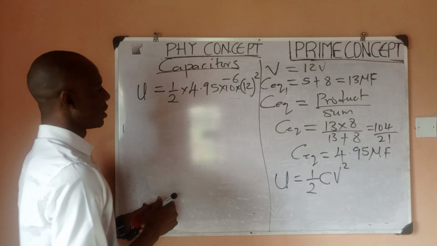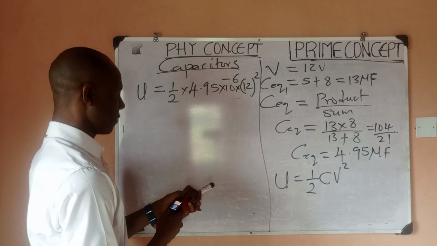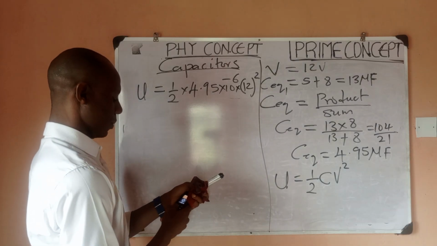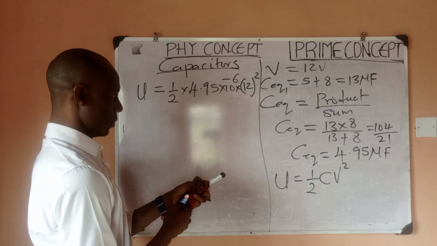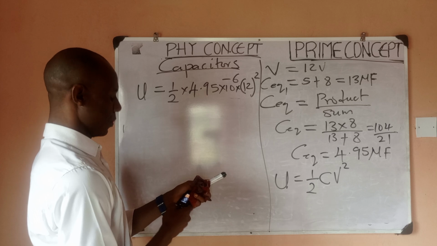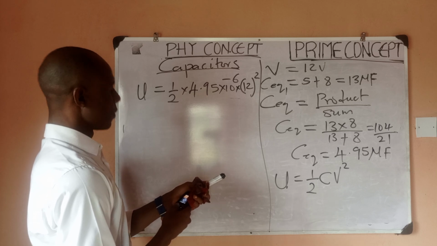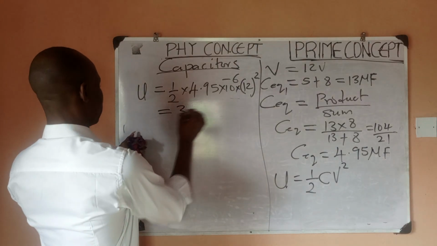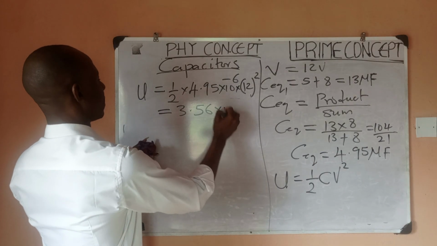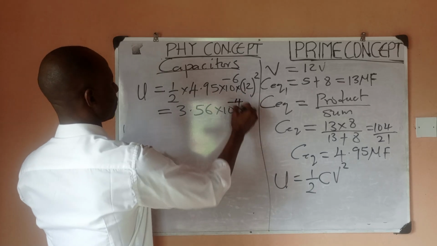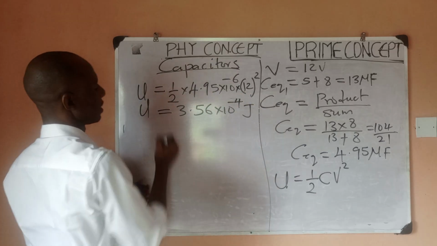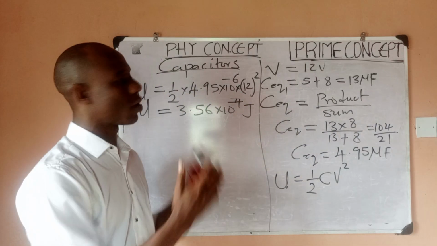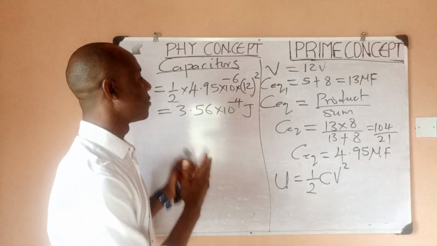So if I punch this, I would simply have 3.56 times 10 to the power minus 4 joule, and this is my answer. Now I believe that this concept is simple and very clear.